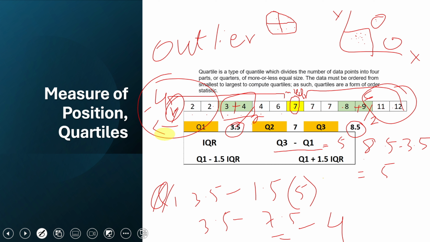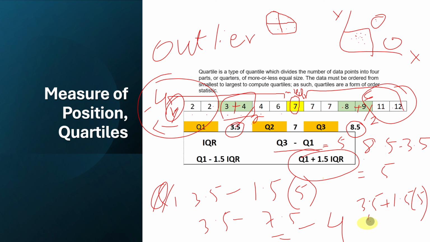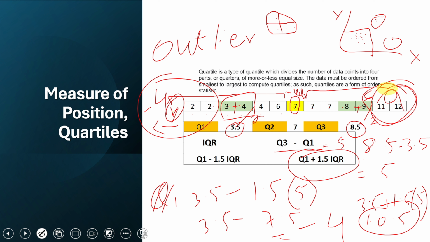Now let's do this side outlier. Q3 plus 1.5 IQR. Again, we know the formula. Q3 is 8.5 plus 1.5 into 5. If we do that, 7.5 plus 8.5, sorry, it's 16. So you can have an outlier over here. In this data set, you can have an outlier. So there is an outlier in this data set, and that's the way you will find it.